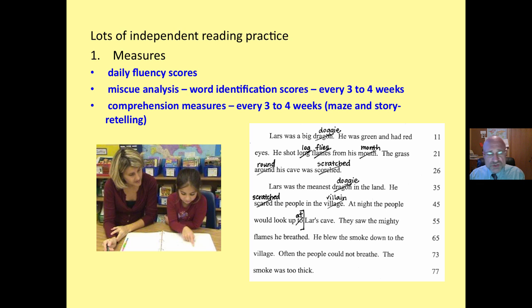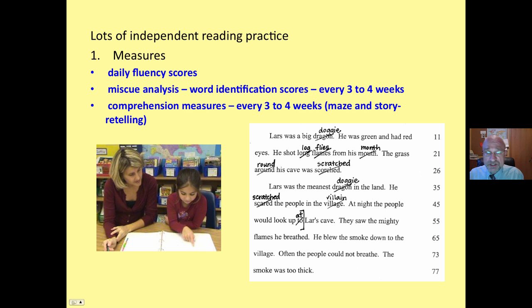So how do you measure growth? Well, you have your daily fluency scores. Every 3 weeks, I do a miscue analysis to record a percentage. It gives me word identification percentages. On a 3rd grade reader, he got 98% of the words correct. So I'm able to keep track very directly. And here's an example, by the way, of miscue analysis, where you're writing down exactly what the student says. You can get your percentage from that as well.